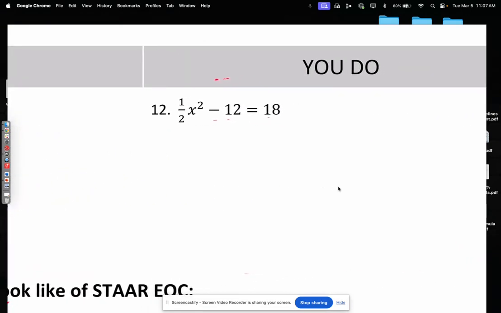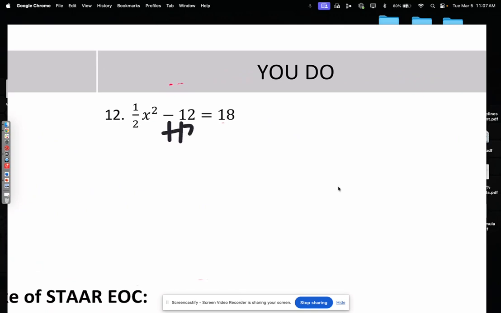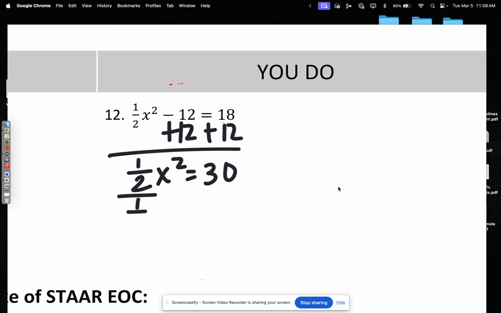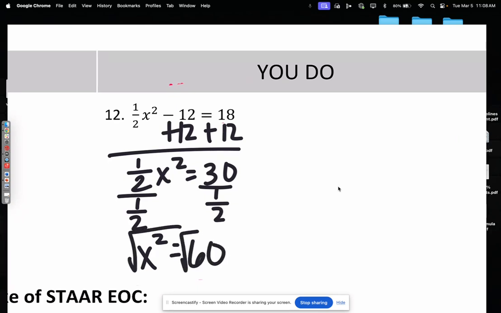Now the same thing here. We're going to add the 12. This one is not a perfect square when we do this. You could divide by 1/2 or you divide by 0.5, either one. 60 is not a perfect square.